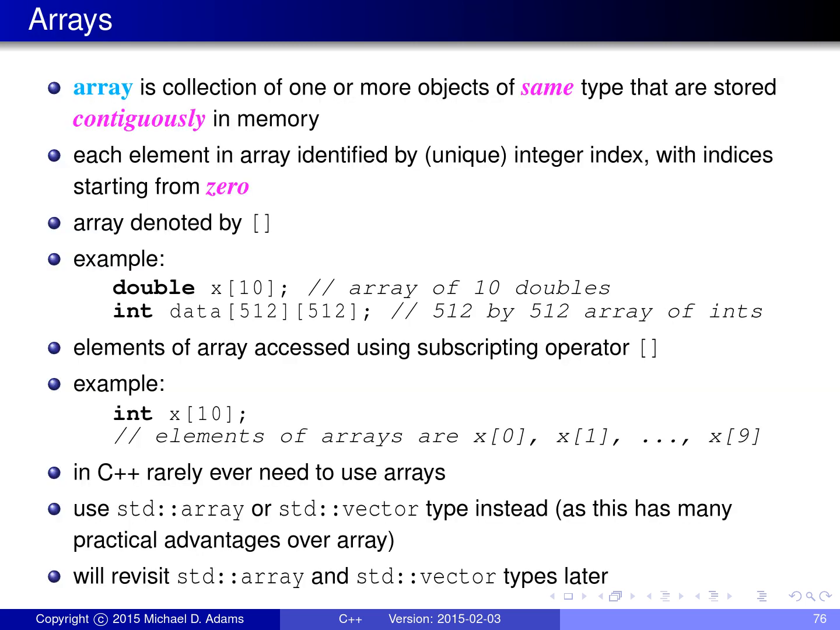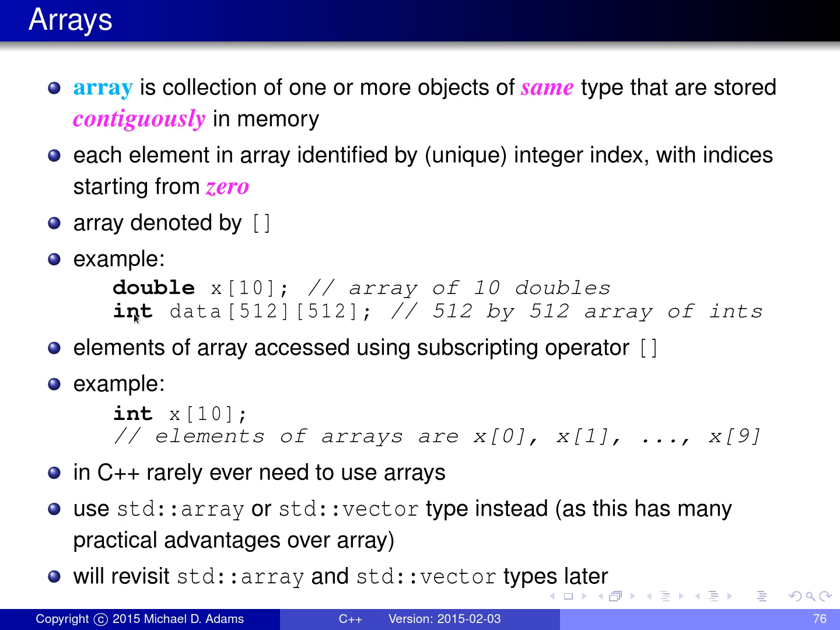In C++, we can create arrays of objects. An array is a collection of one or more objects of the same type that are stored contiguously in memory. By contiguous, I mean that they're stored in consecutively addressed memory locations. And each element in the array is identified by a unique integer index, and indexes for arrays in C++ start from 0. In some programming languages they use 1, but in C++ everything indexes from 0, just like in C. And arrays are denoted by square brackets.